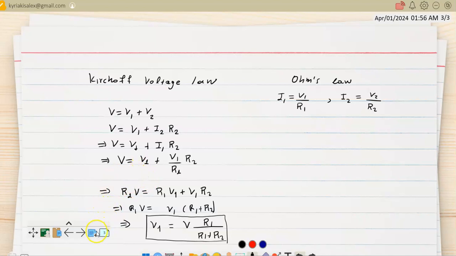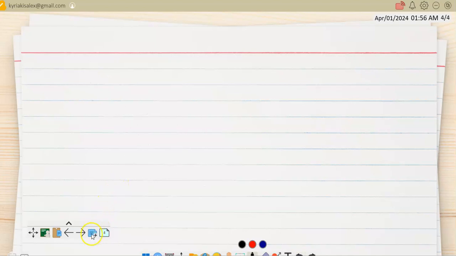Now, if I want to check to verify, I can go backwards and sum the two voltages together, V1 plus V2. I use the formulas for the voltage divider, and this should verify Kirchhoff's voltage law. I can take V, the common factor, and I have two fractions inside the brackets.